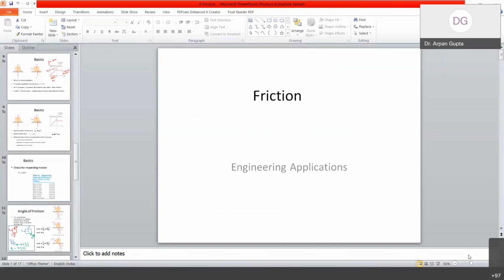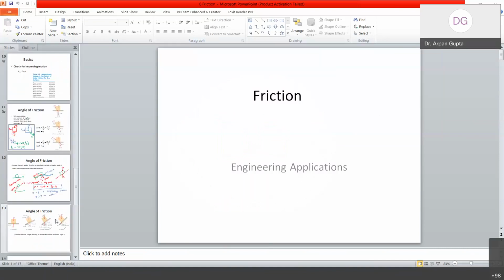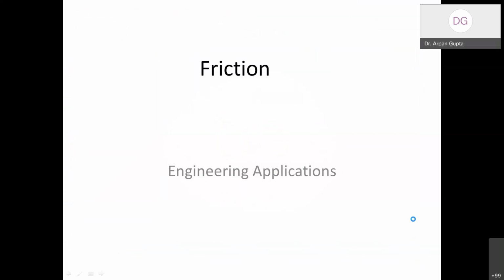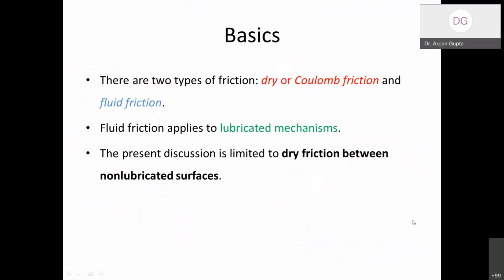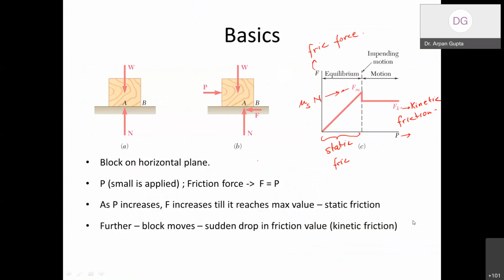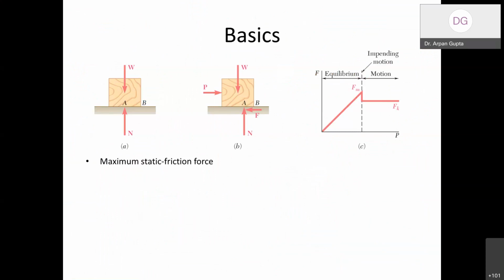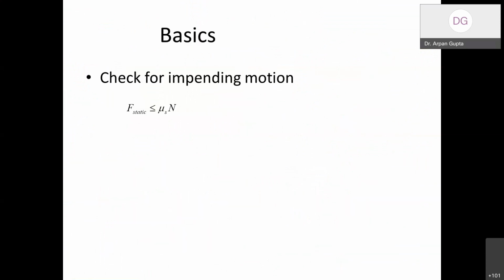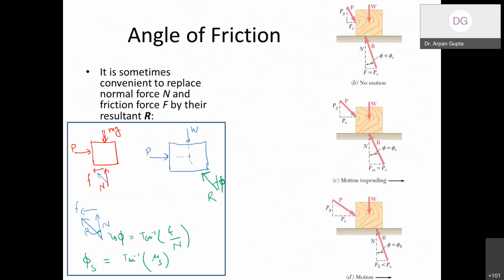Okay, so last lecture we started with the topic of friction and we were discussing the angle of friction. We will be talking about dry friction, and there are two types, static and kinetic friction, and we went through all these things. This is what we were discussing in the last class: angle of friction.